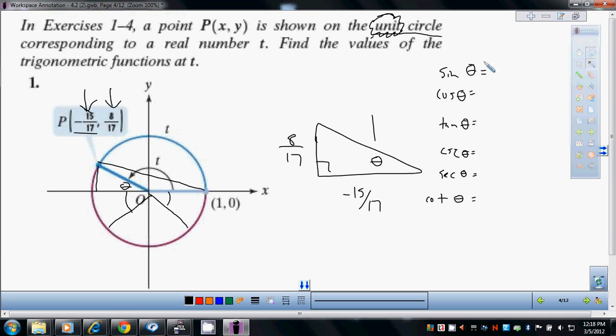So, this would be sine would be 8 over 17. Cosine would be negative 15 over 17. I'll come back and do tangent in a second. So cosecant is just the flip of sine, so 17 over 8. Secant is just the flip of cosine.